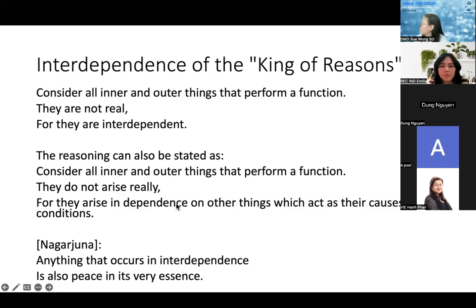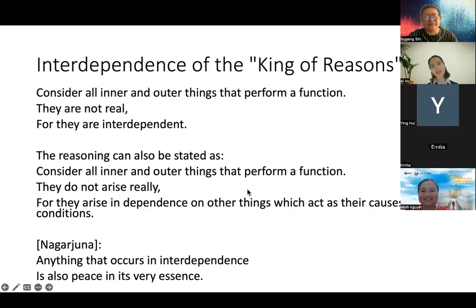So here we are talking about cause and effect. Cause and effect, right? Arya Nagarjuna mentioned anything that occurs in interdependence is also peace in its very existence. Yeah, so we are just saying that they cannot occur. Not real means they cannot stand on their own. Of course, we are not saying that it is not real in terms of our reality. Not real here means they do not stand on their own. Okay.